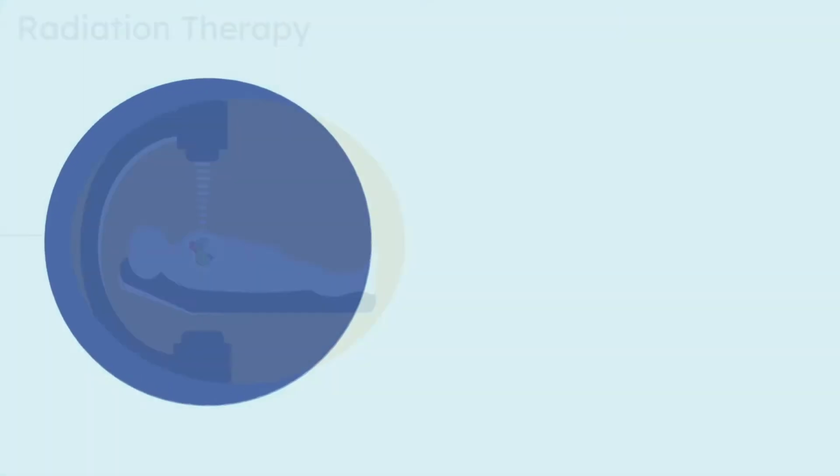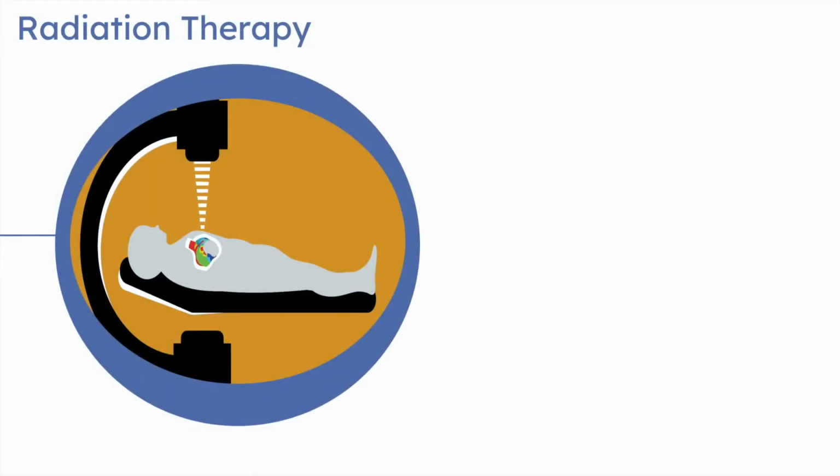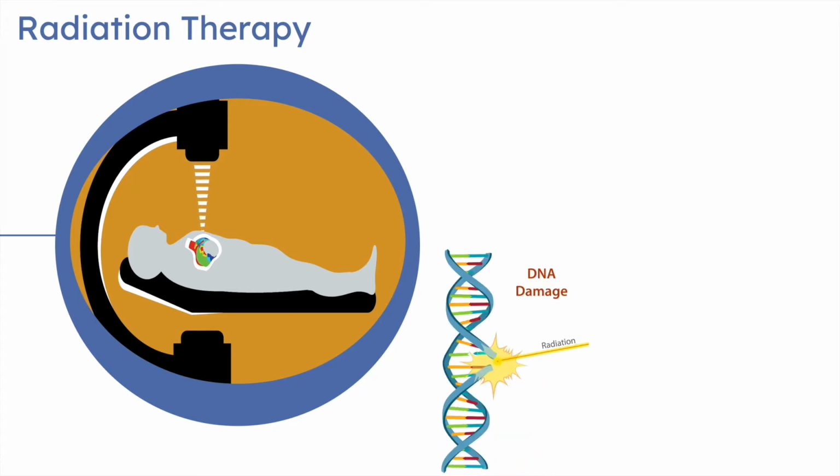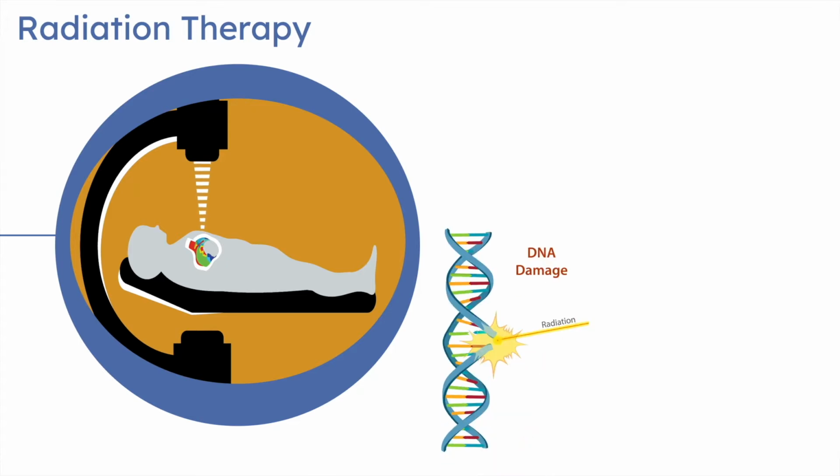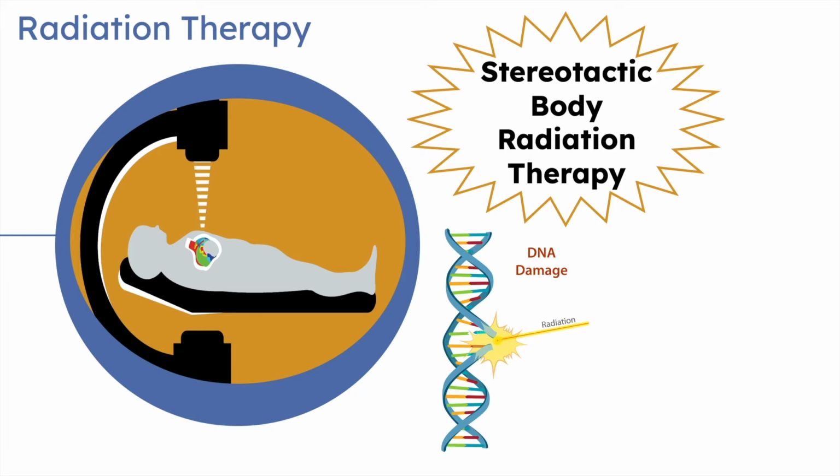External beam radiation therapy is a type of cancer treatment that uses beams of intense energy to kill cancer cells by damaging their DNA. The ultimate objective of radiation therapy is to target the tumor while sparing the healthy or normal tissue. Stereotactic body radiation therapy, or SBRT, is one such technique which uses an extremely high dose of radiation, up to 5 times the conventional dose.